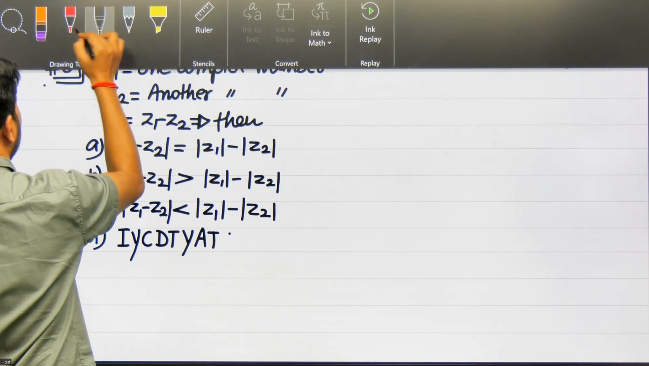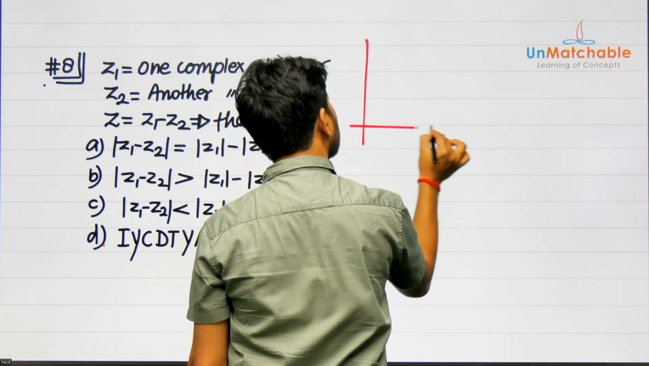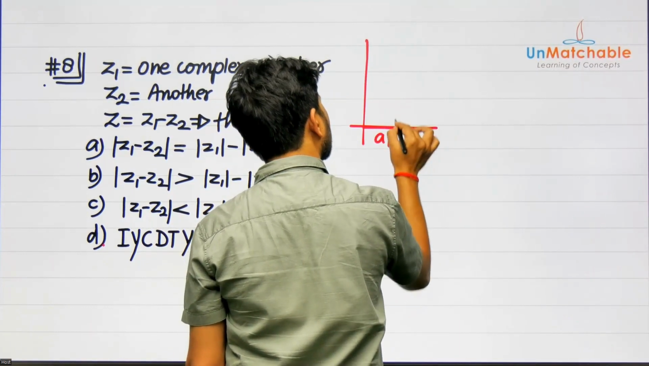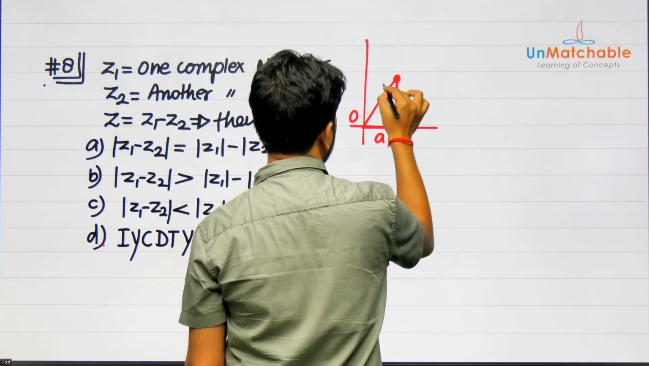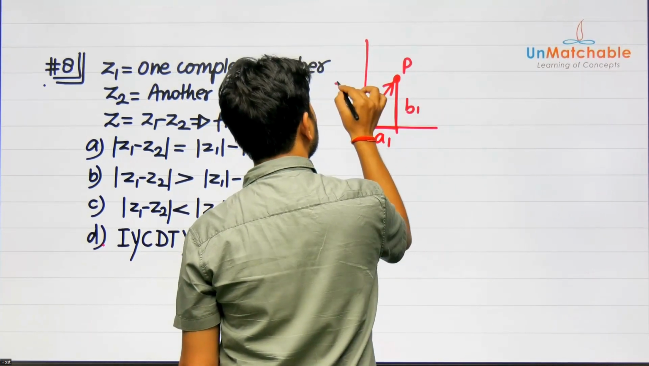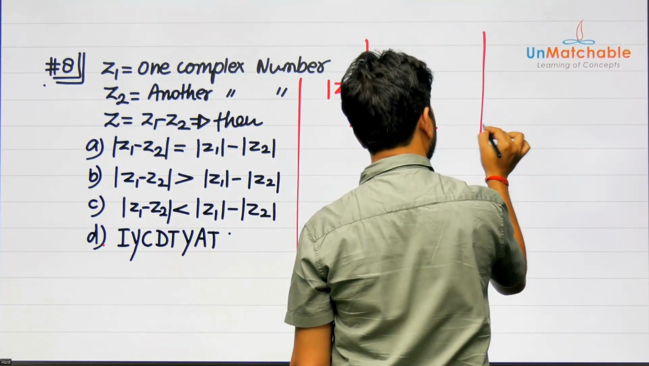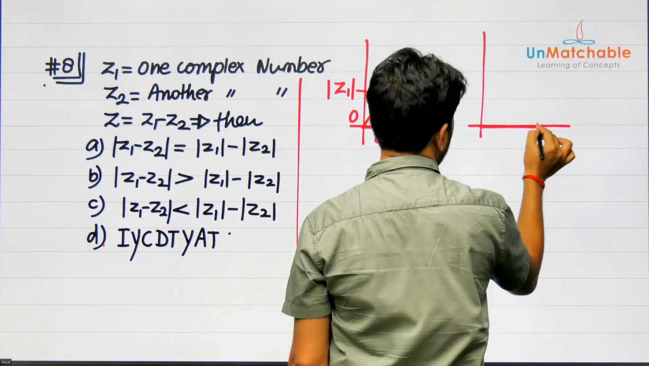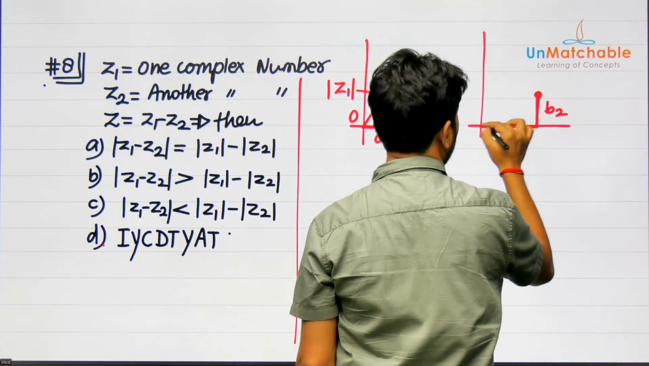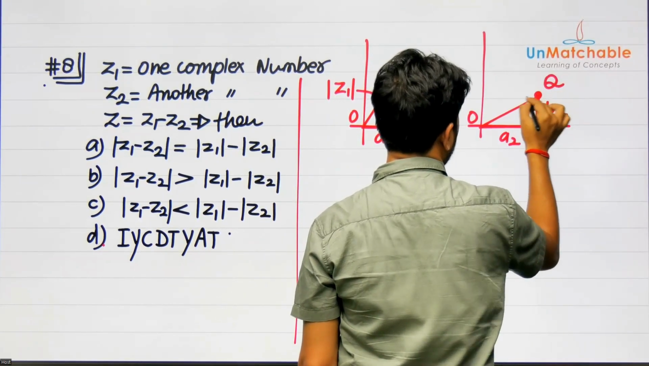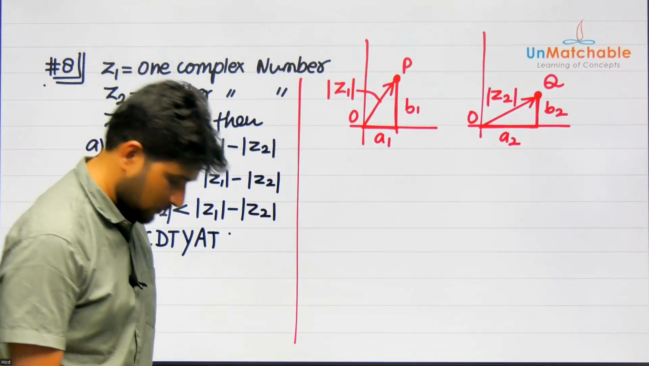इस बार वंस अगेन हम ज्योमेट्रिकली जाएं, अगर जाएं तो देखो z1 को हम ज्योमेट्रिकली रिप्रेजेंट कर सकते हैं a1 प्लस ib1, मतलब ये o से p वाला जो वेक्टर है ये z1 के मॉड्यूलस को रिप्रेजेंट करेगा. This will represent the modulus of z1 and similarly a2 plus ib2, this o to q vector will be representing the modulus of z2.